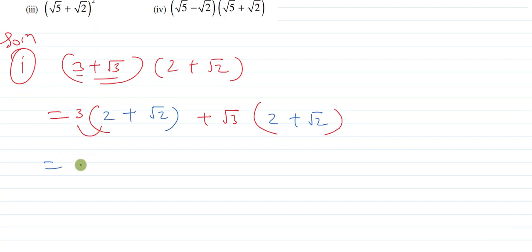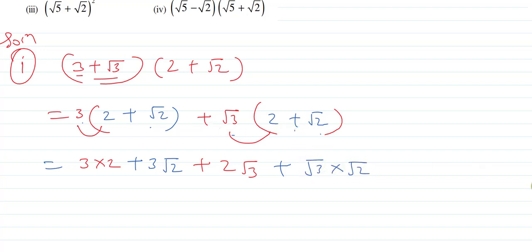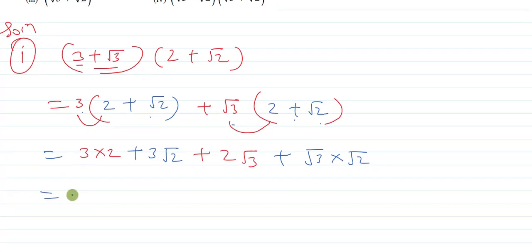3 into 2. Right. 3 into plus root 2 is plus 3 root 2. Root 3 plus root 3 into 2, it will be plus 2 root 3. Again root 3 into root 2, plus into plus is plus, so it will be root 3 into root 2. Got this? Now 3 into 2, it will be 6 plus.